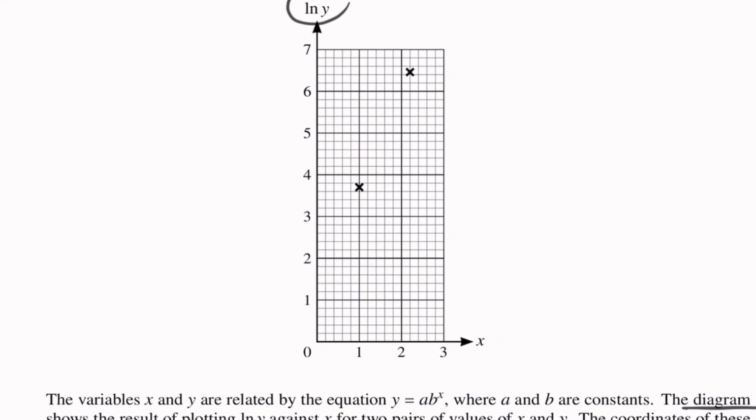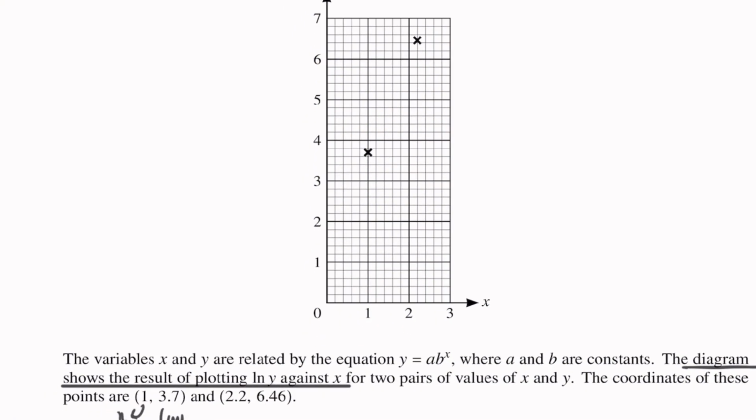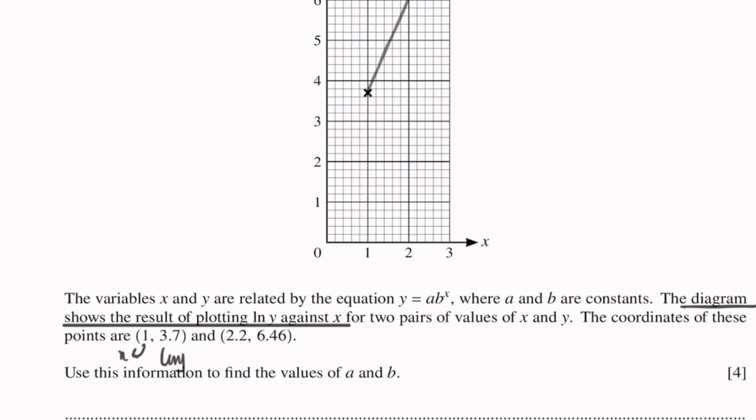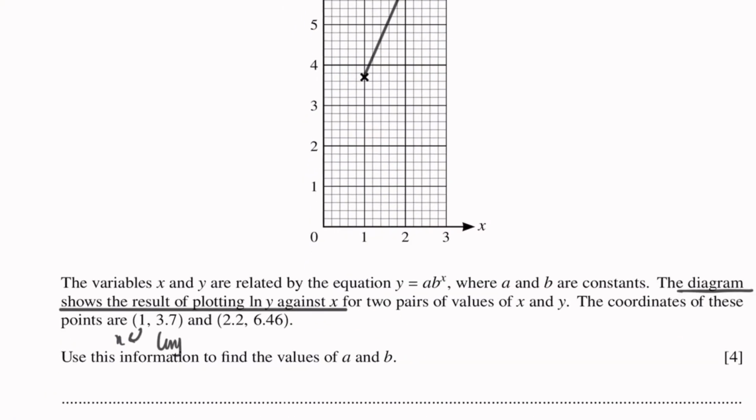He says for two pairs of values x and y, the coordinates of these points are (1, 3.7) and (2.2, 6.46). Okay, so he's given you the points. Again, this is supposed to be ln y, and this is going to be just x. He says use the information to find the values of a and b. Well, because we can just draw a straight line here, I might as well just use the concept.